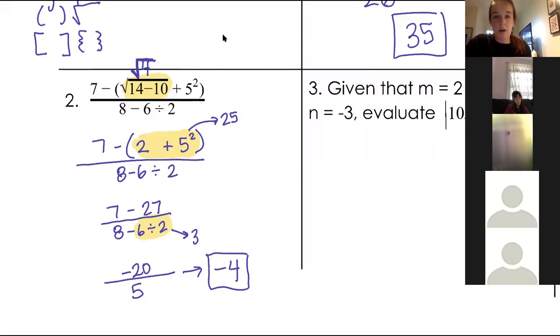Cool. Go ahead and copy down number 3. You don't need to write all the words down. You can write just m equals 2, n equals negative 3, and then you want to write down this part here, the part with the things there.